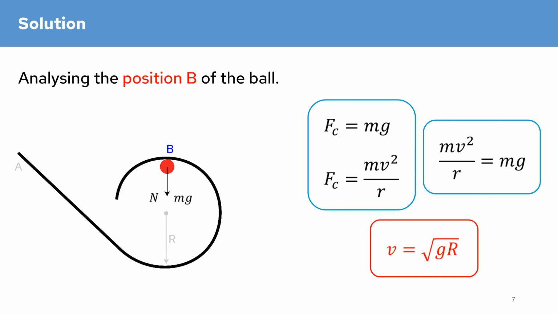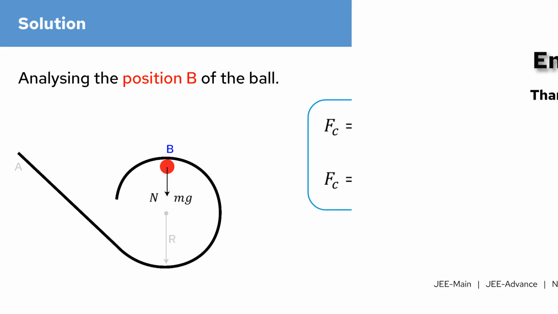The minimum velocity required for the ball to maintain its circular path at the top of the loop without falling off, barely making contact, is the square root of the product of gravity and the radius. This capital R represents the actual radius of the circular path. We successfully determined the specific physical requirements for the ball at its highest point, point B.